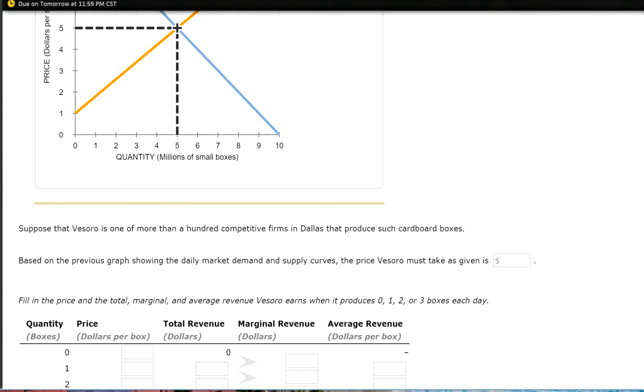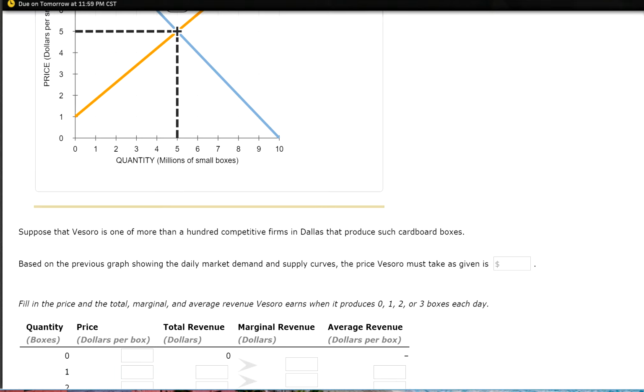So suppose that Versoro is one of more than 100 competitive firms in Dallas that produce cardboard boxes. So you have many companies that all produce the same thing. Now this is called perfect competition.